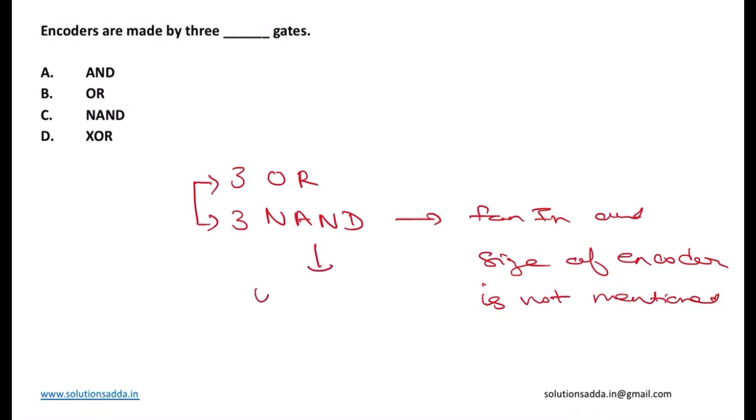And NAND being the universal gate can also be used to make encoders. Therefore, both 3 OR gate and 3 NAND gate are correct. Therefore, option B and option C are the correct answer for this question.